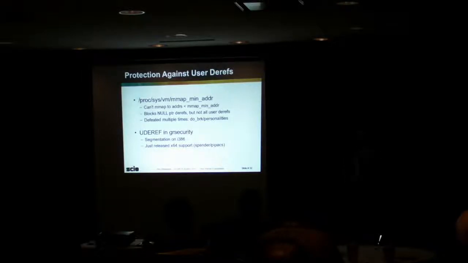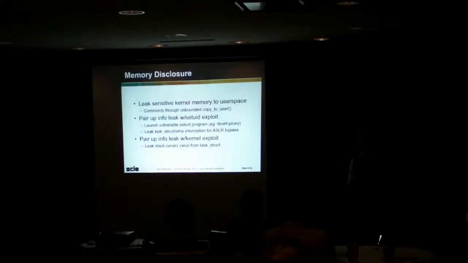The more comprehensive solution for these user space dereferences is called UDEREF, appropriately, which is part of Spender's grsecurity patch set. And on i386, it uses segmentation to enforce these boundaries between kernel space and user space and catch these null pointer dereferences. And actually, just a week or two ago, he and PaX Team released support for 64-bit, which is a little more difficult due to the lack of some of these segmentation features that were discarded on the AMD64 architecture. But it does protect against some of the most common scenarios of these user space dereferences.